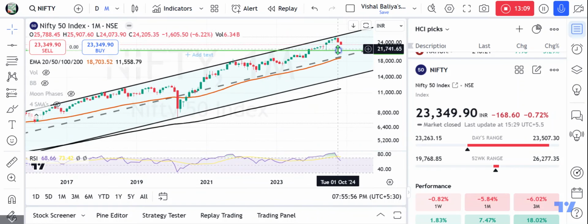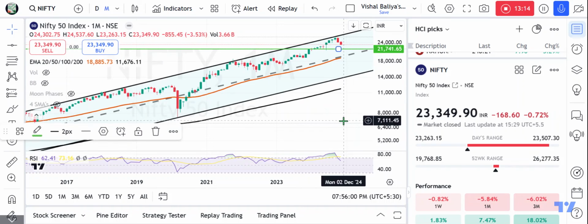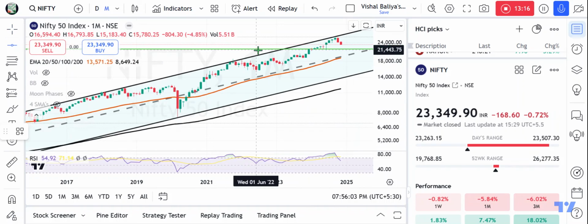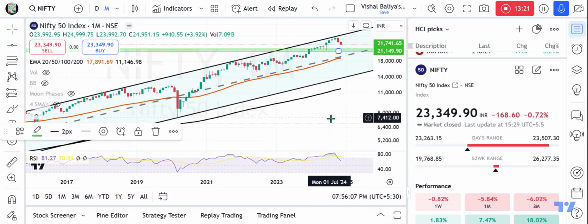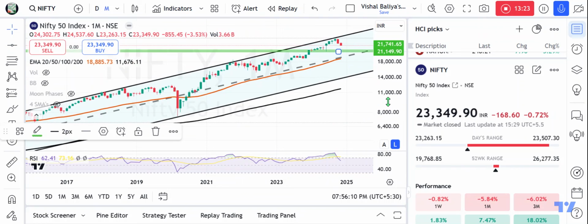But from here it looks like the low can be 21,700 right now, or 21,500, where, if the war and bad things like that escalate, this is where we can see Nifty. Now 19,000 is the level where the mid channel support is also there, and the 50-month EMA is also there. So it looks very unlikely that Nifty can go below this, even in the worst case scenario.